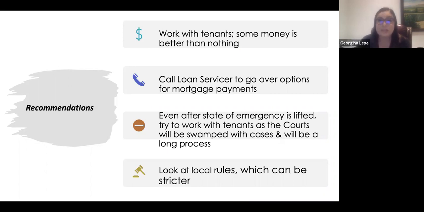Also, things are changing. So for those of you that have commercial tenants, you may not want to lose that commercial tenant, because if everyone's going to be working from home, who's going to rent your commercial location?